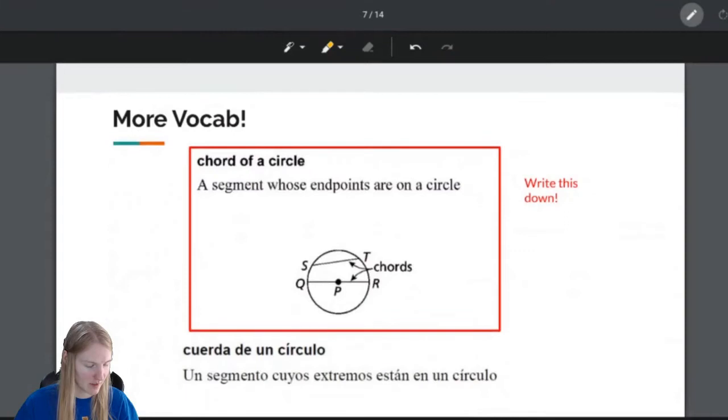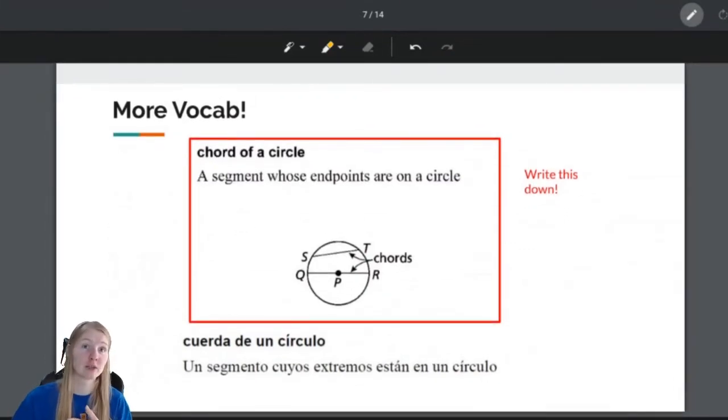Alright, more vocab. You might have heard of radius before. I'm pretty sure you've heard of circles before. But have you heard of a chord of a circle? I don't know. So, make sure that you are pausing the video and writing down all of these red boxes. They are important.